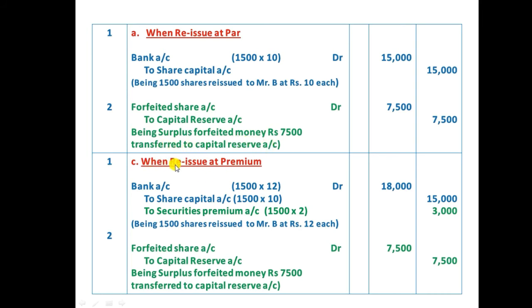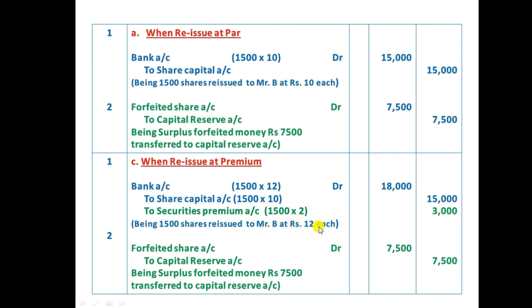Term 2, when reissued at premium, so we need to debit the bank 1500 shares into 12. So we should take the issue price, total 18,000 we need to debit it, and we need to credit equity share capital 1500 into 10. Company will transfer out of 12, 10 rupees to share capital account. So capital is increasing. We credited 15,000, and to securities premium account 1500 into 2, 3000 as a gain we credited.